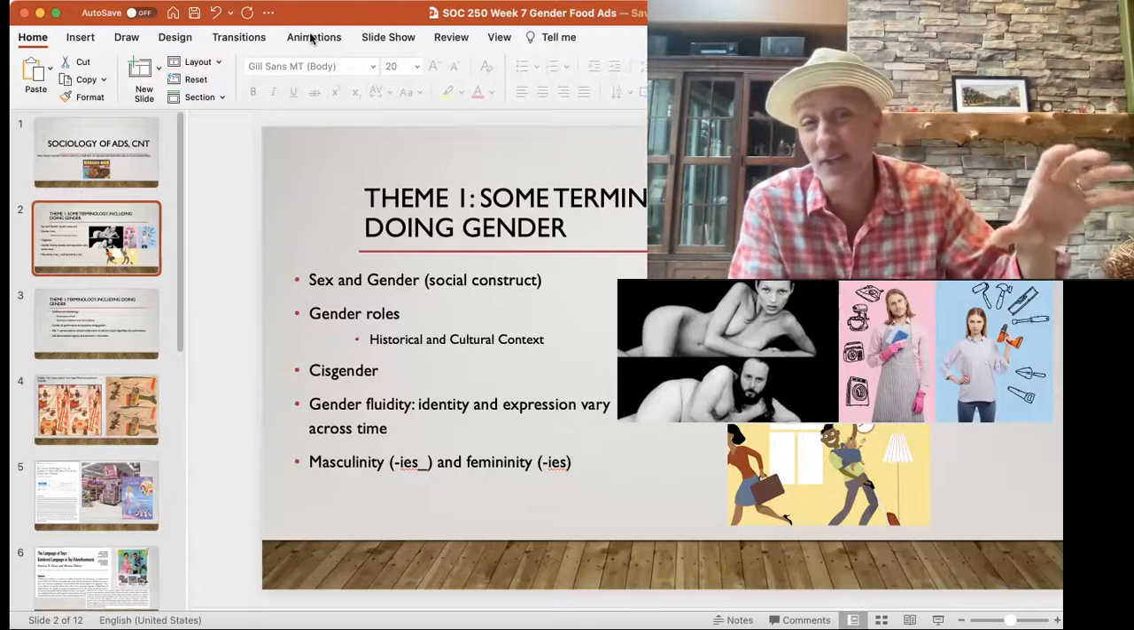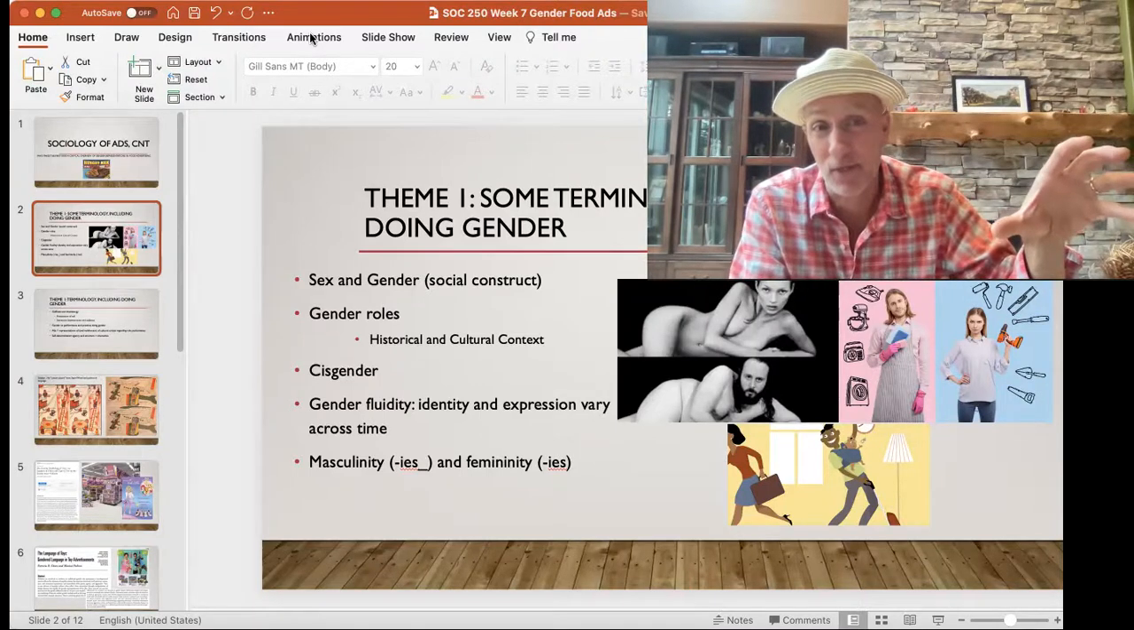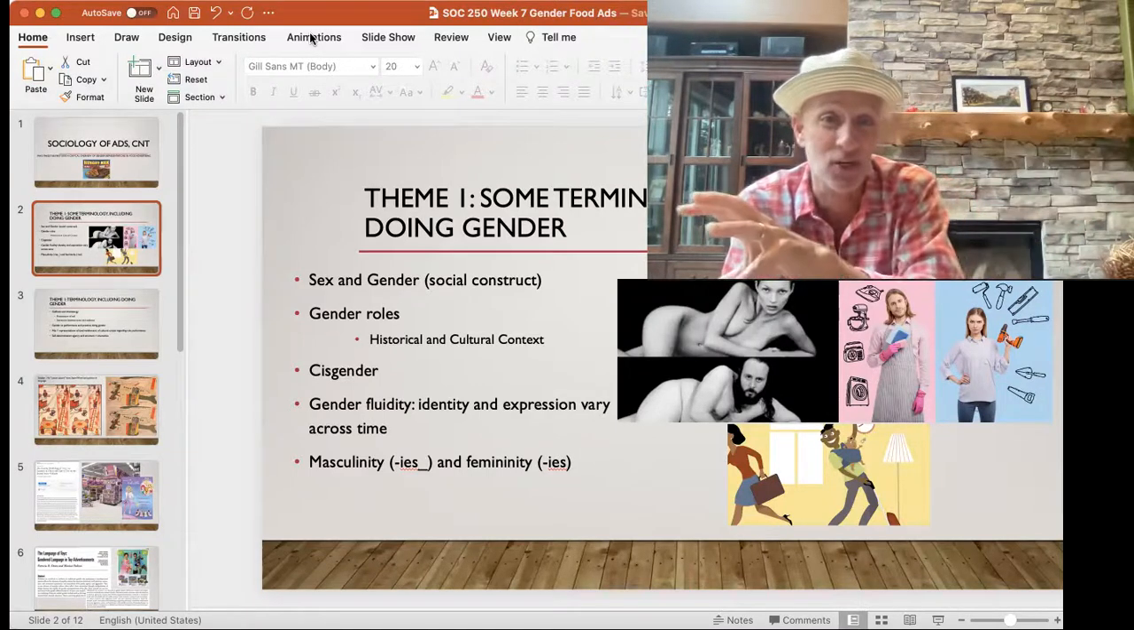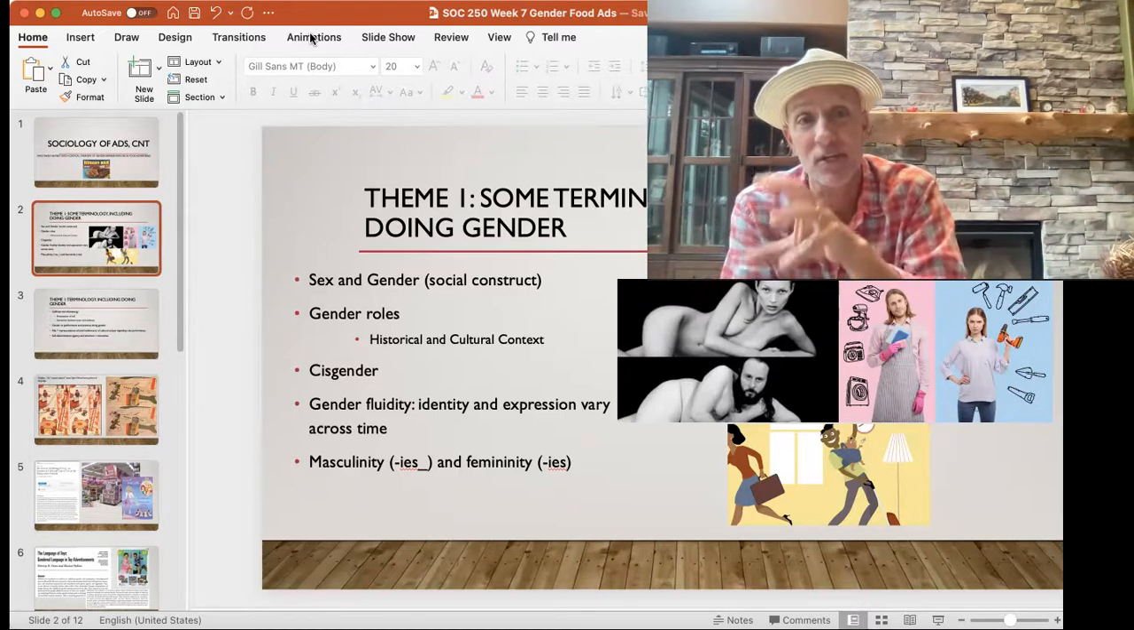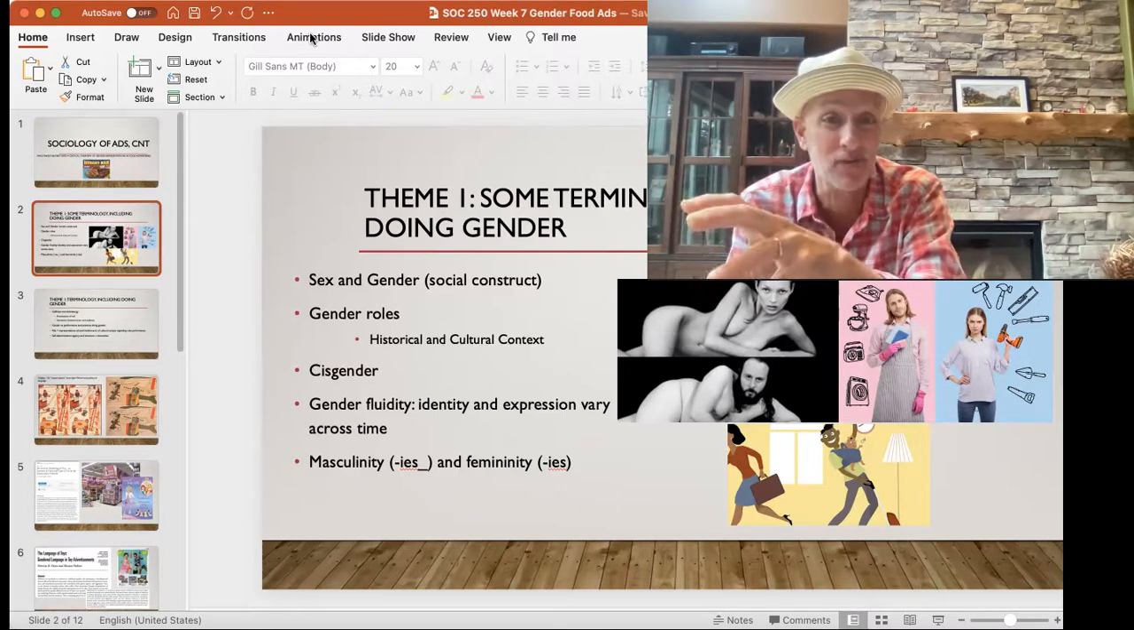So if sex is the biological parts and aspects of who we are, and making that distinction, then gender is the expectations that go along with being male or female. Gender, we talk about, is a social construct.